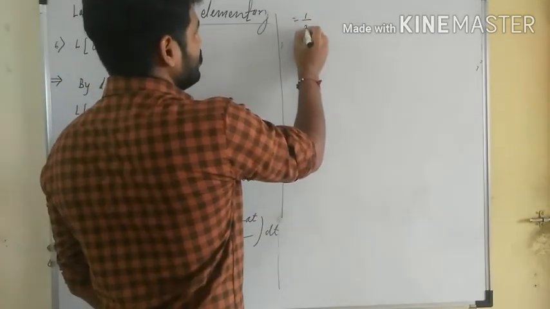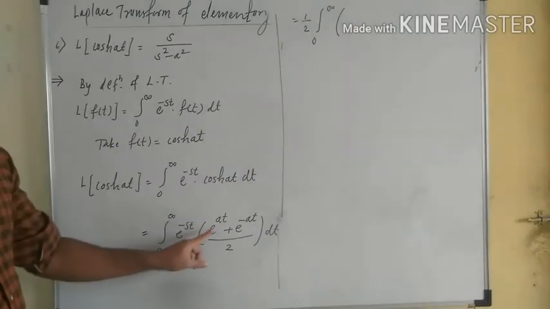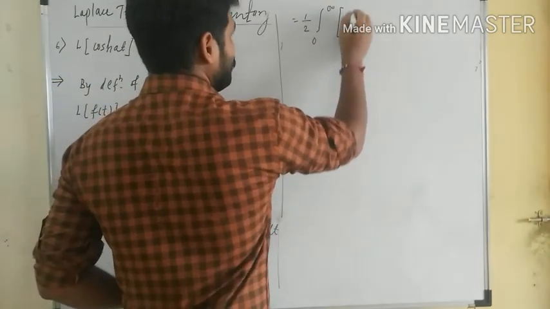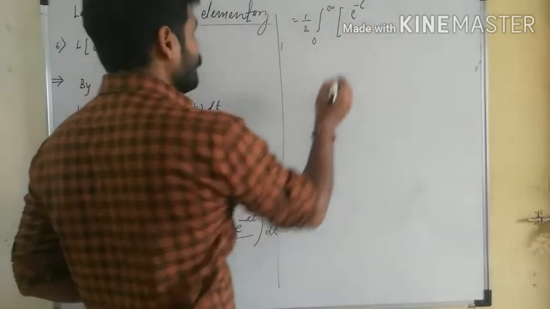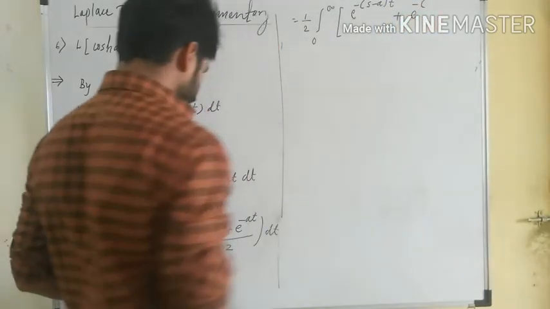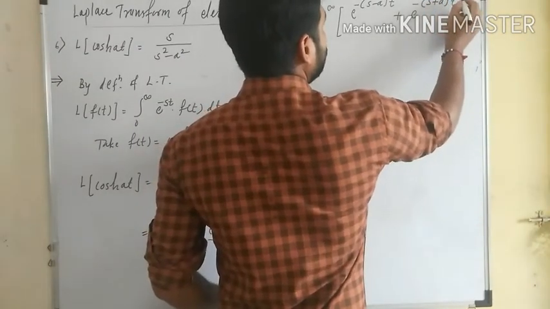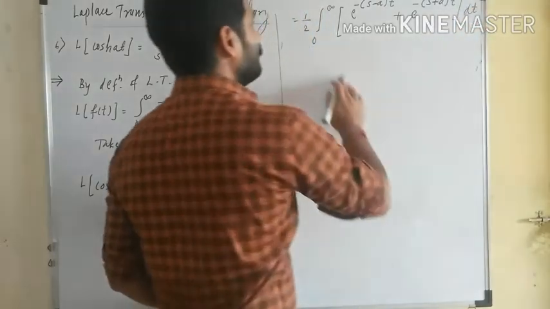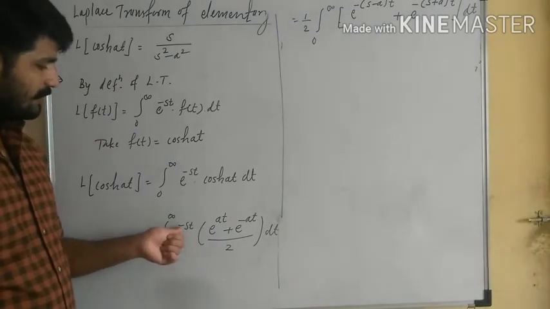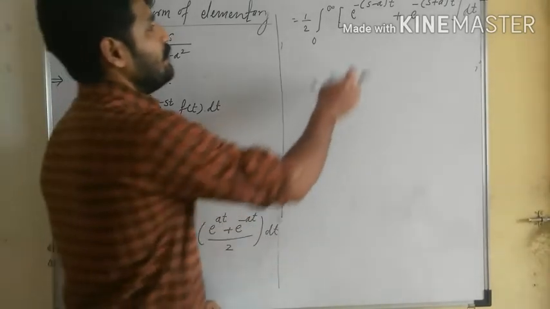We can write 1 upon 2, a constant, integral from 0 to infinity, and if we take the multiplication and use laws of indices in the same step, we can write in square bracket e raised to minus s minus a into t, plus e raised to minus s plus a into t, bracket close, dt. So this is the simplification after multiplying e raised to minus st with e raised to at and e raised to minus st with e raised to minus at. Now try to integrate this.